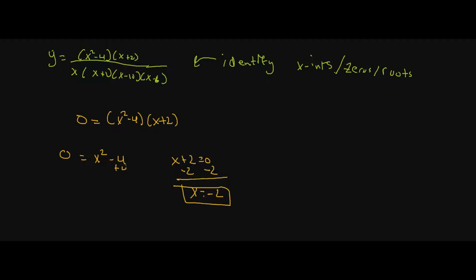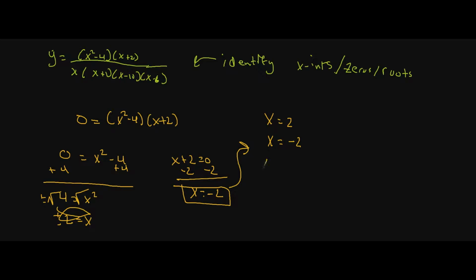Over here, I'm going to have to add 4 to both sides, and I'm going to get 4 is equal to x squared. Then I just take the square root. And we're going to get x is equal to, don't forget the plus or minus, all right, plus or minus 2. So you'll be able to tell that our x-intercepts are x equals 2, x equals -2 from the x squared minus 4, then the -2 from x plus 2. So our x-intercepts are these right here.